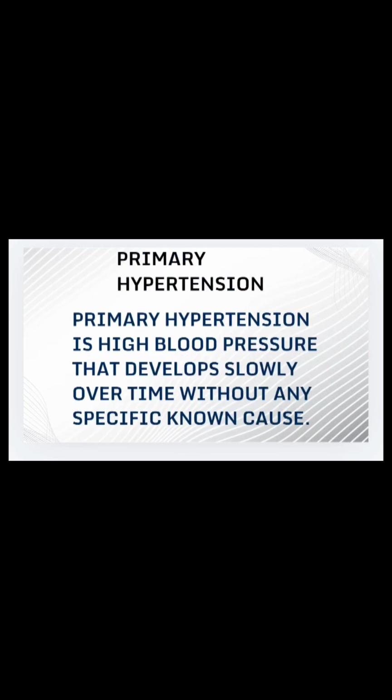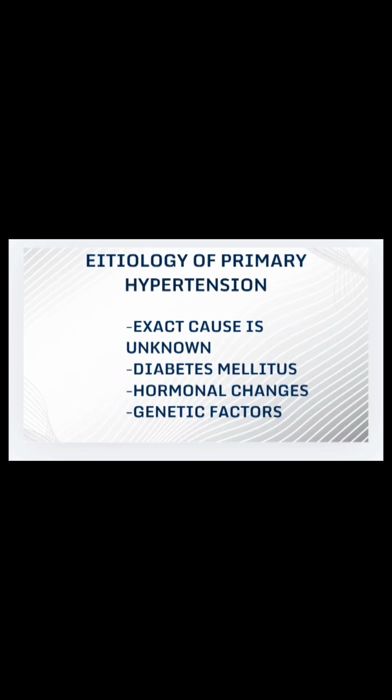Primary hypertension. Primary hypertension is high blood pressure that develops slowly over time without any specific known cause, which means it is a high blood pressure that develops slowly over time without any clear or known cause. There is no clear cause in the case of primary hypertension. Coming to the etiology of primary hypertension, the exact cause of primary hypertension is unknown. The other causes are diabetes mellitus, hormonal changes, and genetic factor.